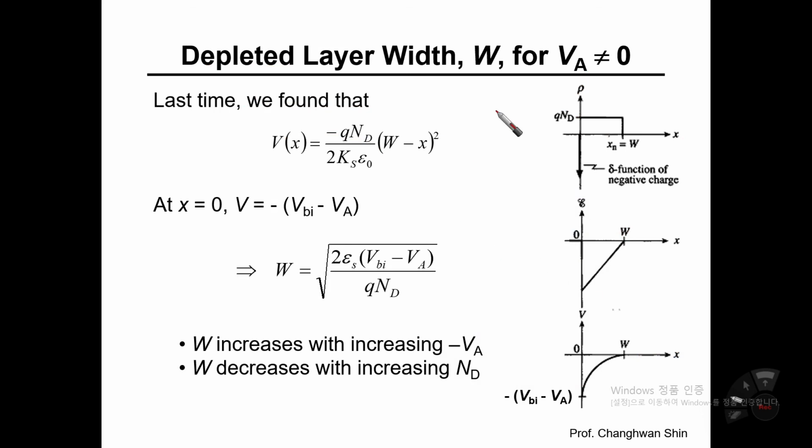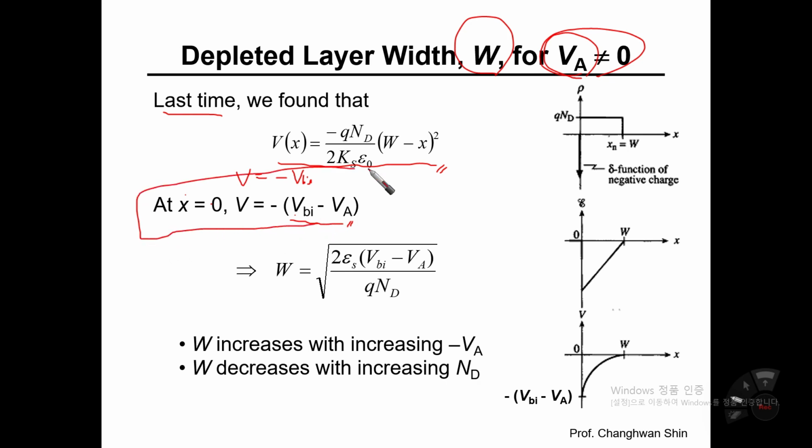Let's repeat to estimate and calculate quantitatively the depletion layer width W, but with VA non-zero. Last time, in movie clip number one, we derived the potential as a function of x as written in this equation. And when x is 0, at thermal equilibrium, it was minus VBI. But now, since VA is non-zero, we should take into account VBI minus VA.